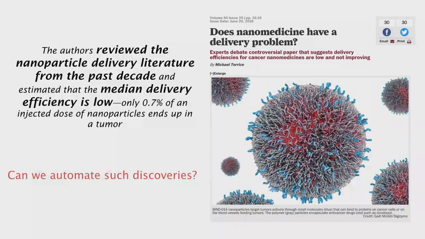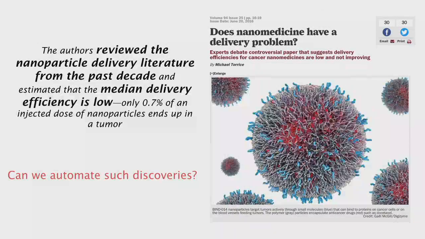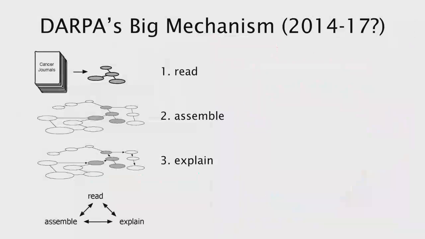This paper was published a few years ago, which reviewed the literature from a decade in the field of nanomedicine and found that the actual median efficiency of delivery is only about 0.7%. This was quite a shock to people within the field because there was an impression that there's a lot of progress and nanoparticle drug delivery is very successful. So as an NLP researcher, I'm interested in the question, can we automate such discoveries? Can we build systems which analyze large amounts of, say, scientific text and find inferences or patterns within that which maybe no single human has figured out? Now, this is a very, very complex task, and I'm not the first one to think about it. For example, DARPA had a very big program which ran for 3 years called Big Mechanism.